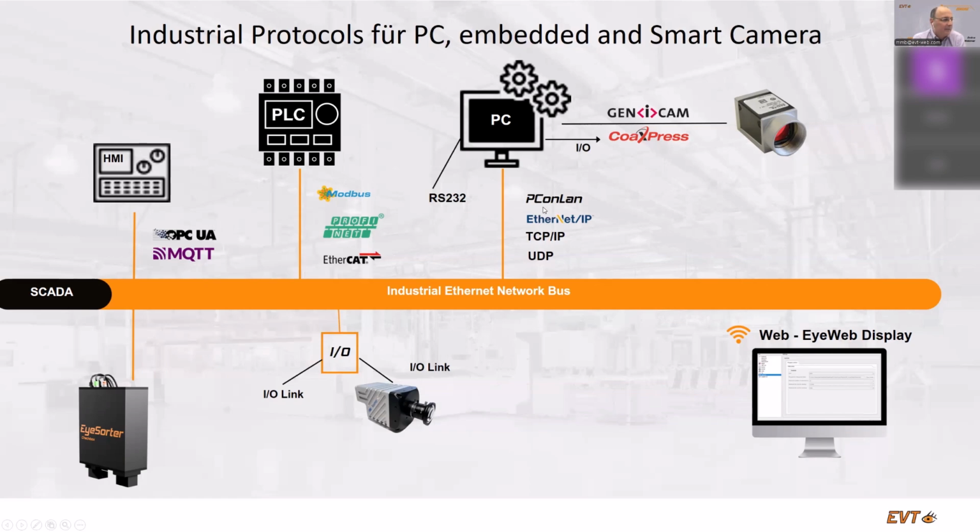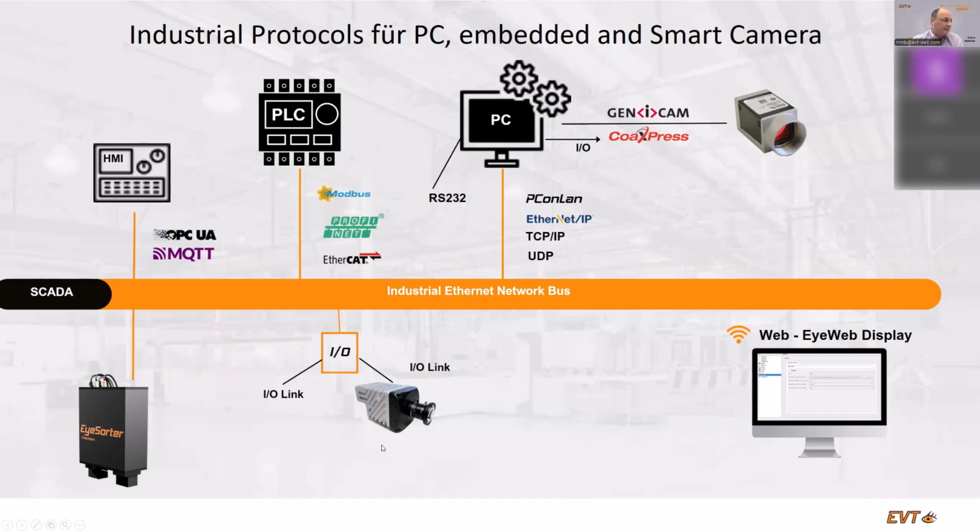And to handle all the remote control of the EyeVision software, we have the Pcon LAN, which enables you to fully control each EyeVision system over the network. Each EyeVision system means, in this case, for example, a smart camera like here, or the eye sorter like this one.